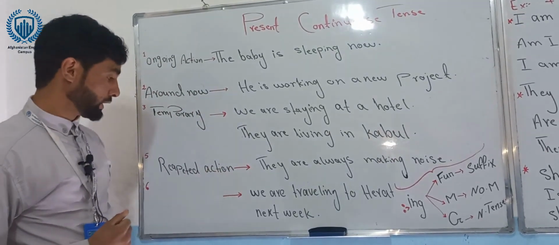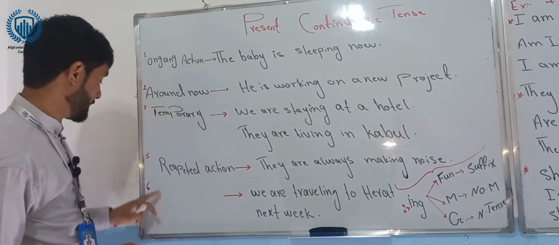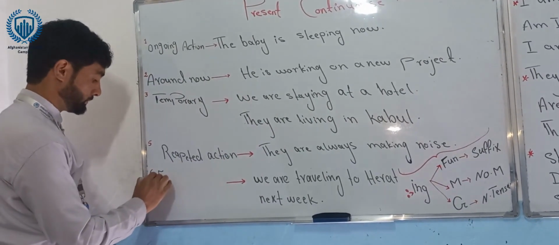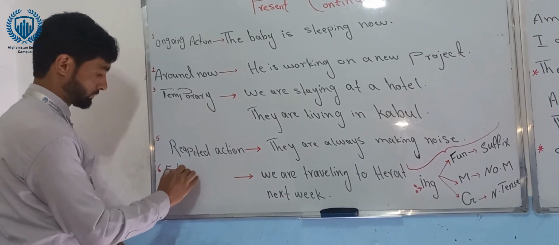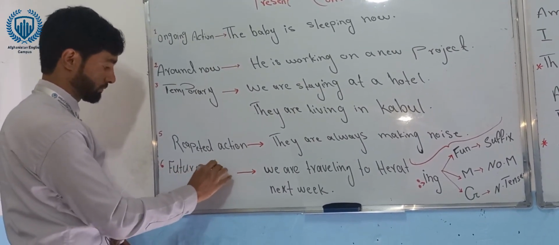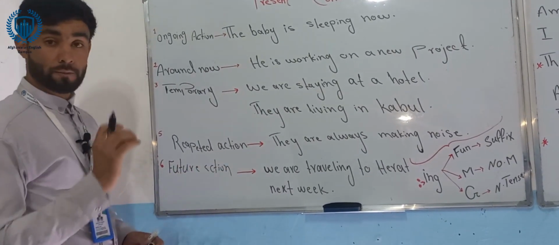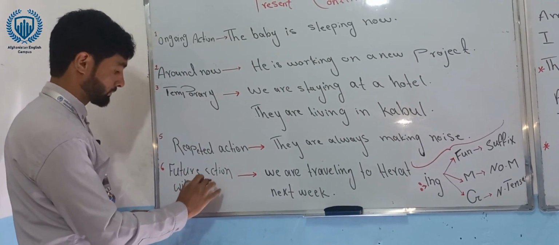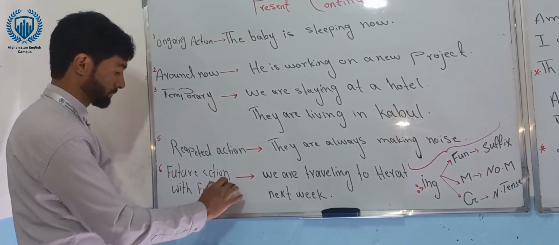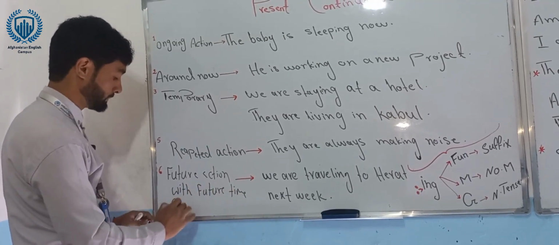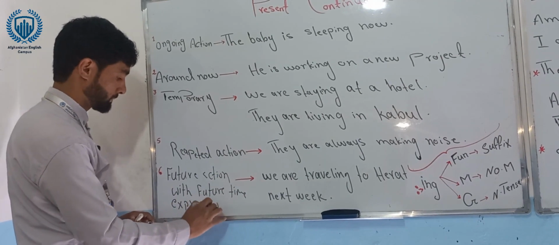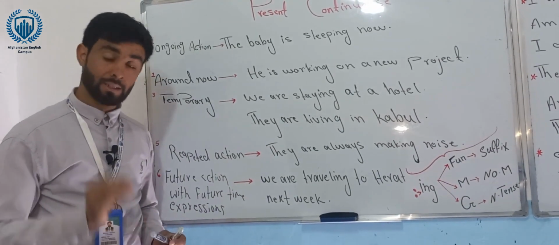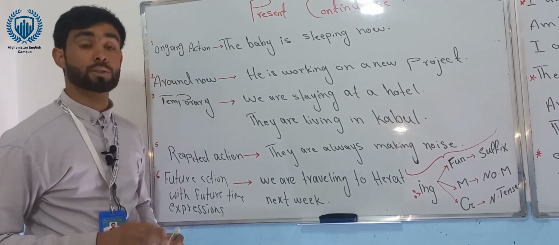So jump to the next part. The next part shows mostly future. Future action. It shows future action with future time expressions. It's another usage of present continuous tense. In some cases, present continuous tense can be used for a future action.